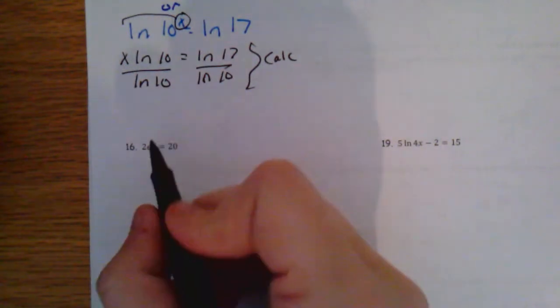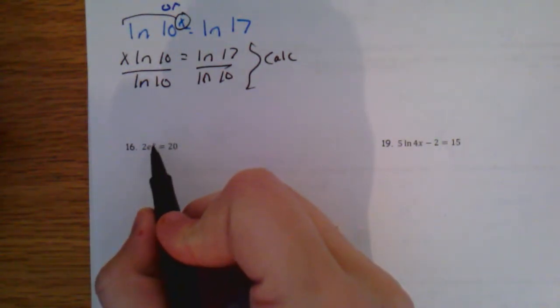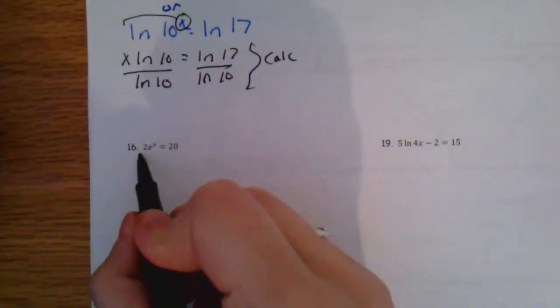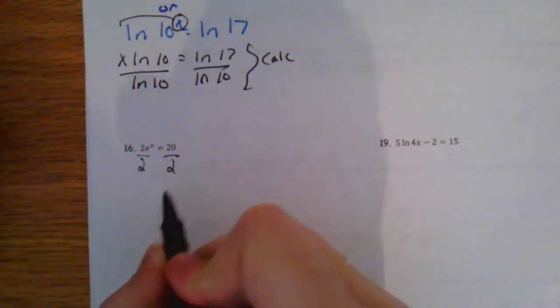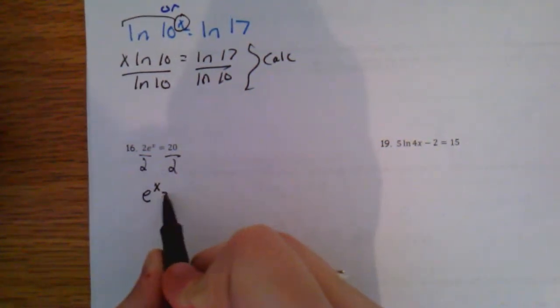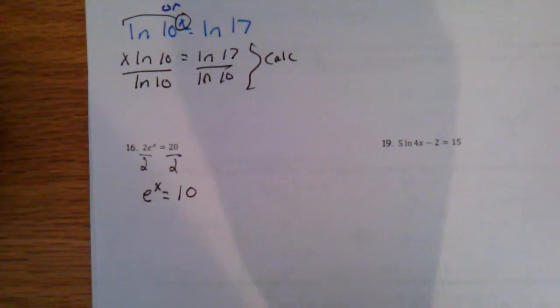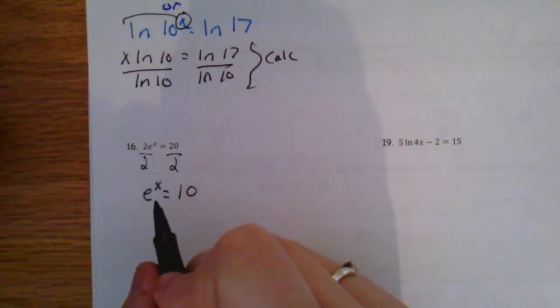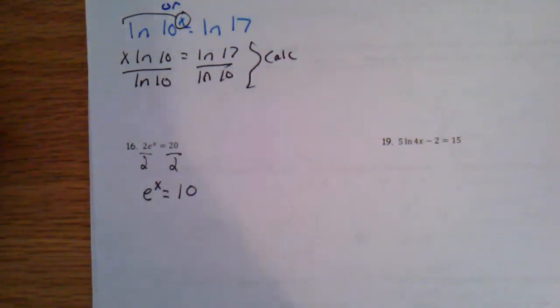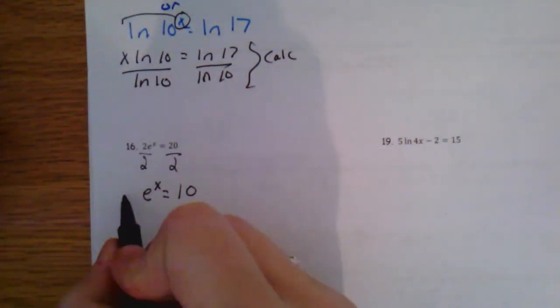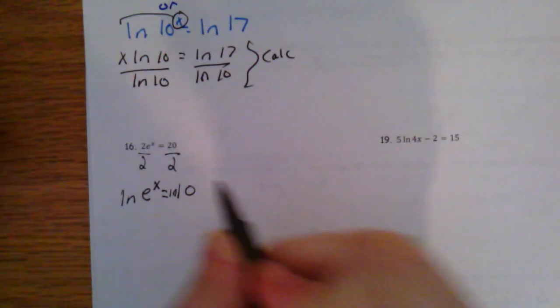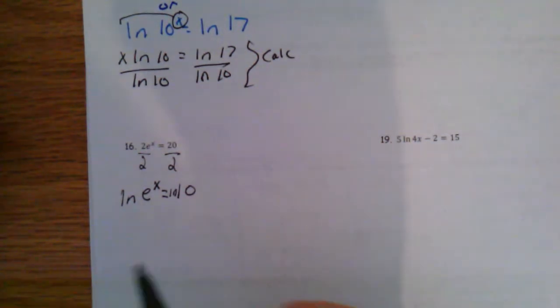Number 16 would be very similar, except you do not have this e variable alone yet. So you would want to go ahead and divide by 2 on both sides. Now that you have e to the x equals 10, this one does have an e value, so you don't want to really pick between log and ln. You definitely want to go ln here because this is an e. So you'd want to ln both sides, pull that variable out in front, and go from there.